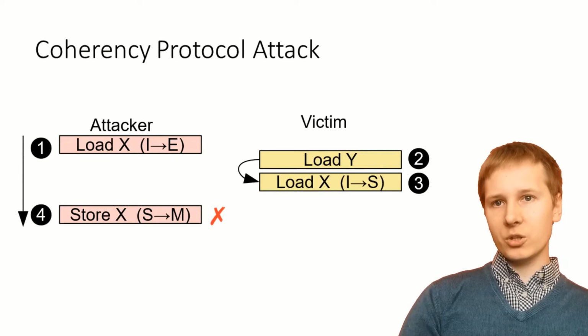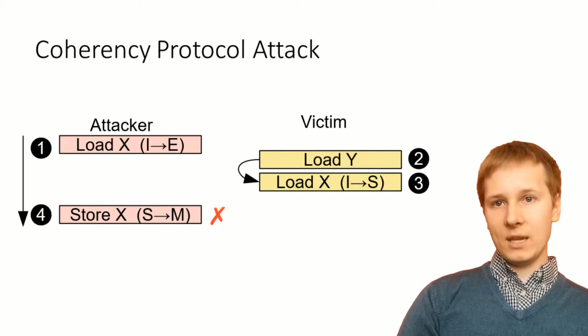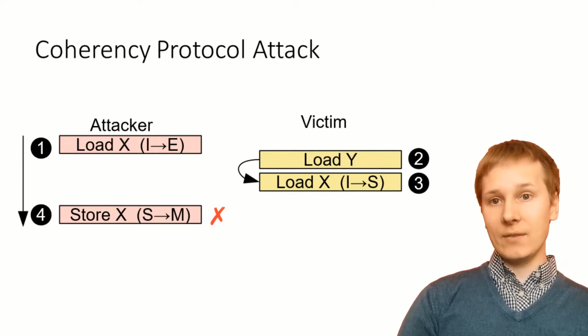In the example on screen, an attacker first loads an object from memory, bringing it in an exclusive state. The victim is then tricked into loading a secret Y, bringing in location X conditionally based on that secret. This will then move the attacker's copy into shared, thus making a subsequent store take longer than it would otherwise. This attack can even be done while the victim is still under speculative execution.